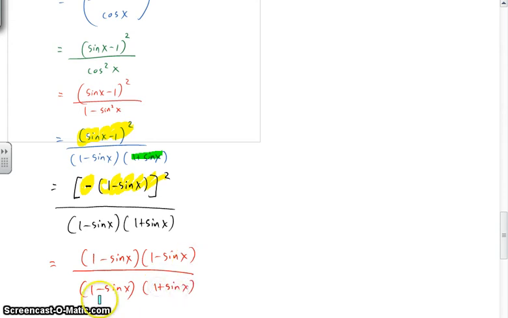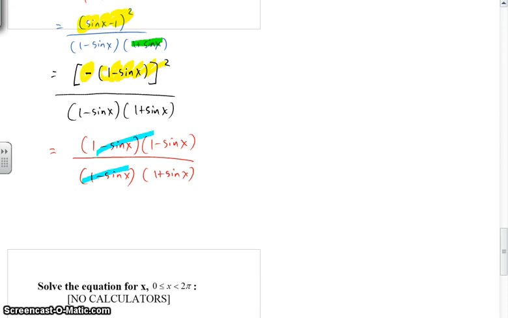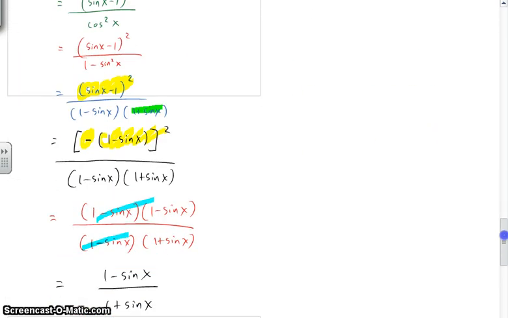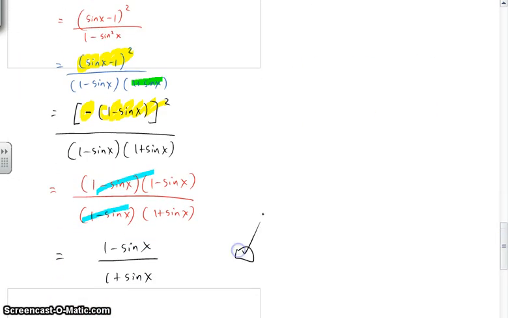Now I have this on the top and the bottom, so that's going to divide out, and I'm left with 1 minus sine x over 1 plus sine x, and that is what I'm trying to prove. So that's equal to the right side. And we are done.